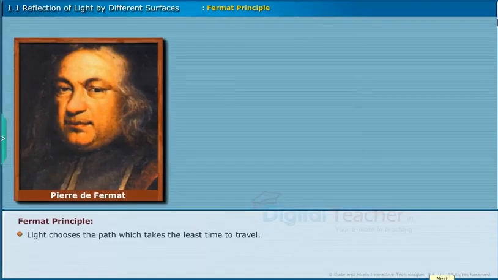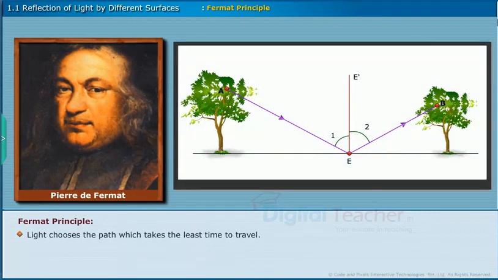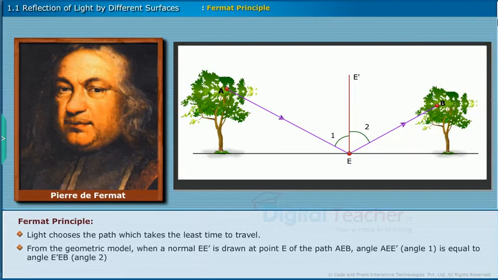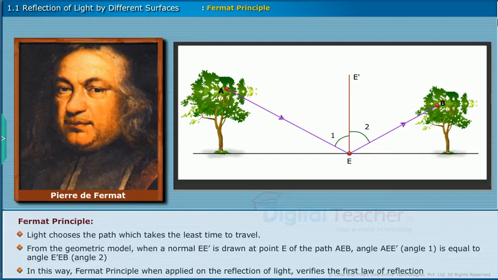Fermat principle. It states that light chooses the path which takes the least time to travel. From the geometric model, when a normal EE' is drawn at point E of the path AEB, angle AEE', angle 1, is equal to angle E'EB, angle 2. In this way, Fermat principle, when applied on the reflection of light, verifies the first law of reflection.